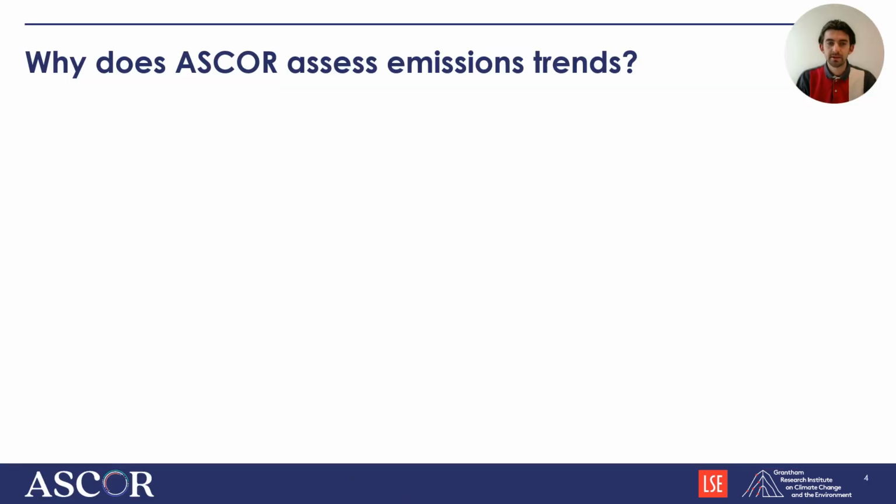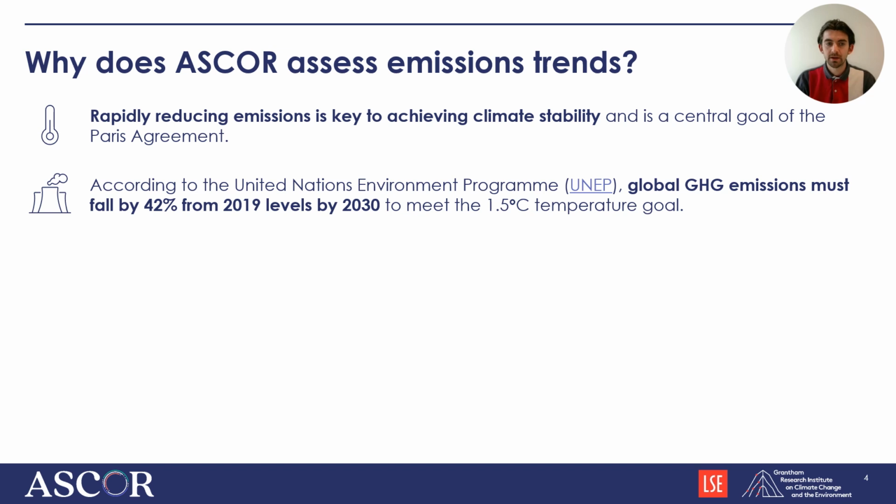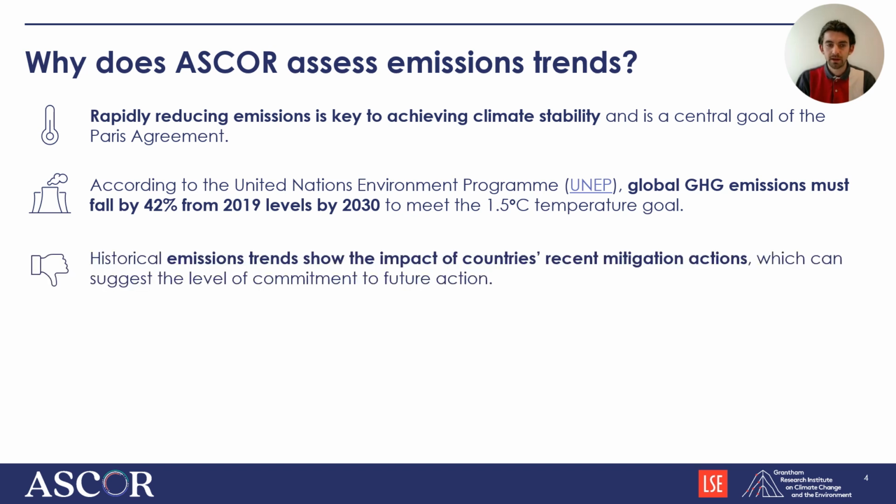ASCOR assesses emissions trends primarily because rapidly reducing emissions is key to achieving climate stability and is a central goal of the Paris Climate Agreement. According to the United Nations Environment Programme, or UNEP, global greenhouse gas emissions must fall by 42% from 2019 levels by 2030 to meet the 1.5 degrees temperature goal. As of 2024-2025, we are well off track.